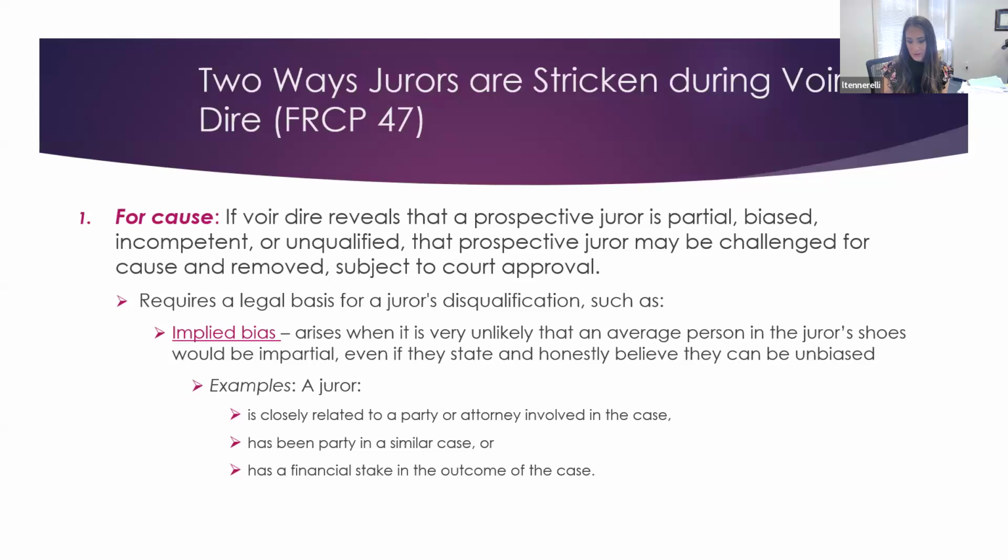So for example, if I say, you know what, the defendant or the defendant's lawyer is my brother, but I think I can be objective in this case. Even if I really believe that, I am going to be struck for cause, not because I'm lying, but because the average person couldn't be impartial if their brother was the defendant or the defendant's lawyer.